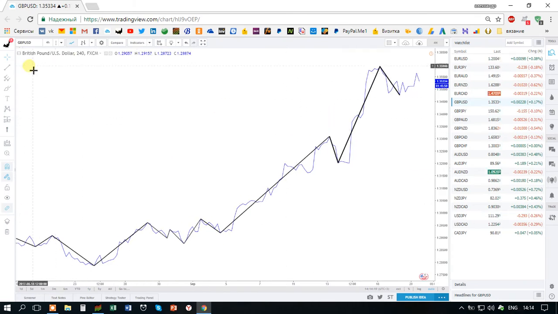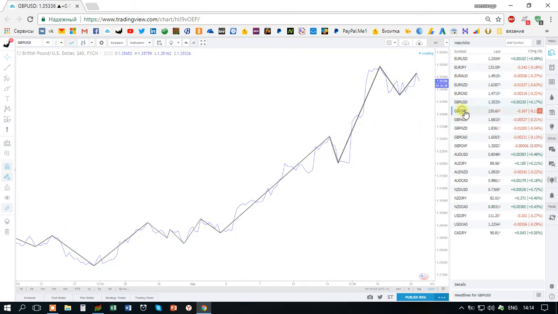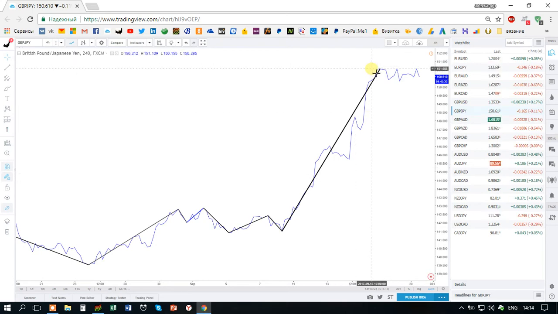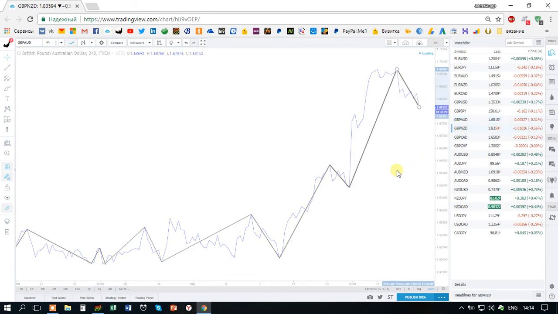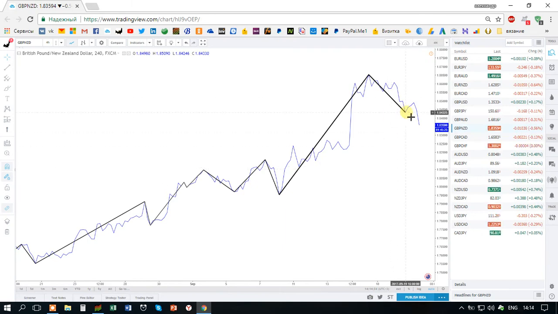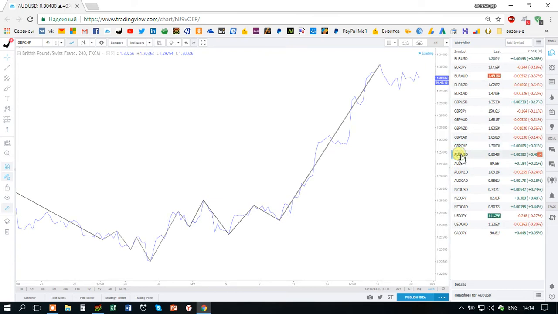Pound Dollar moved higher. So let us see, I know this is shallow. Pound Yen, nothing changed. Pound Aussie. Okay, Pound New Zealand going lower. Pound Canadian, nothing. Pound CHF, nothing.